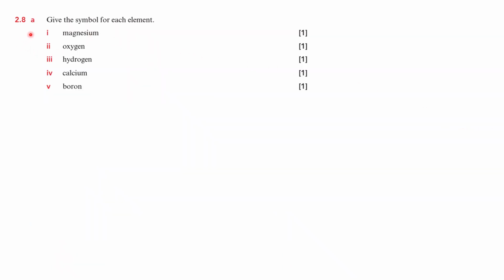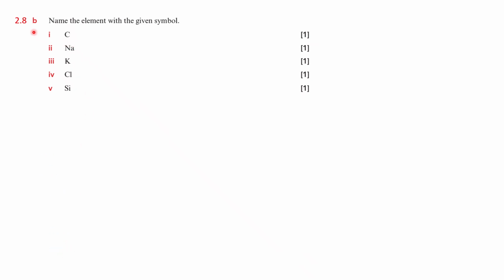Now the next question is 2.8a. Give the symbols for each element. Here we have the names of the elements given, and we have to write their symbols. For magnesium, the symbol is Mg. For oxygen, the symbol is capital O. For hydrogen, capital H. For calcium, capital C and small a is the symbol. And for boron, it's capital B.